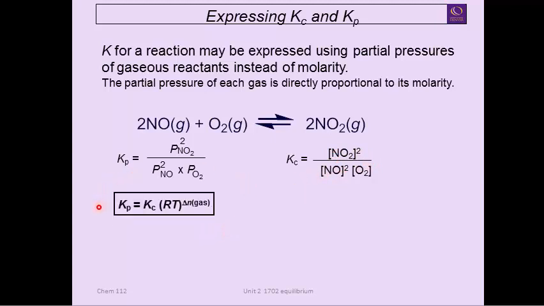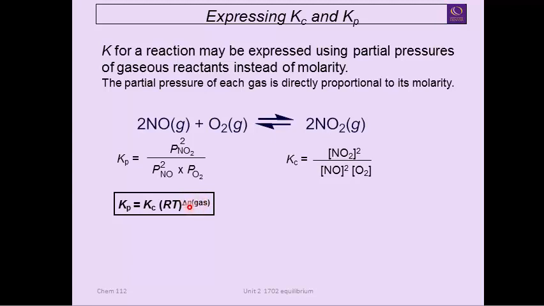So here's how you make the conversion. I'm going to just show you the quick version first, and then I'm going to show you how to do the derivation. So here's how you get from one to the other. If you know the Kc, you take it times R, the universal gas constant, times T, and you have to also raise it to the power of the change in moles of gas.